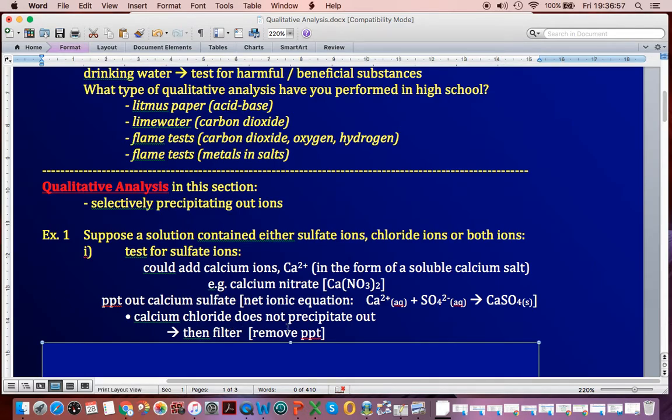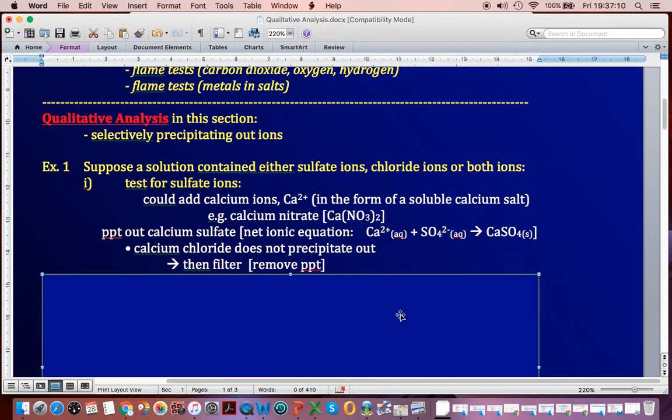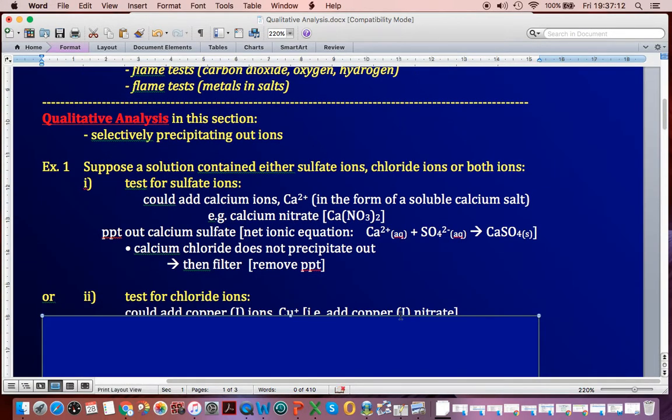Calcium chloride didn't precipitate out, it's soluble, so I can filter. And when I filter, the calcium sulfate is now removed. It'll sit in the filter paper. The calcium chloride is still soluble. It passes through the filter paper and is called the filtrate. So now I can add anything that's going after chloride.